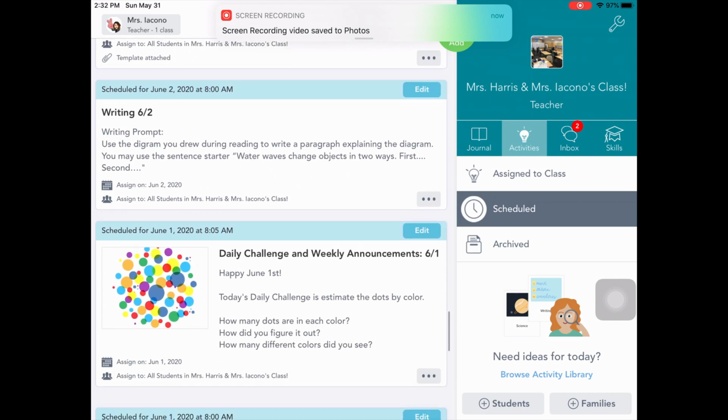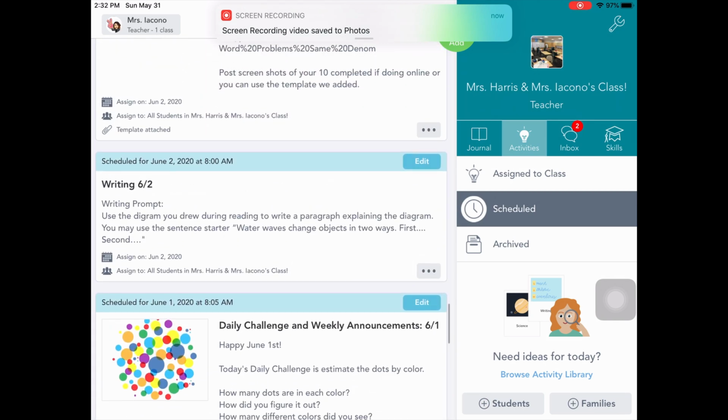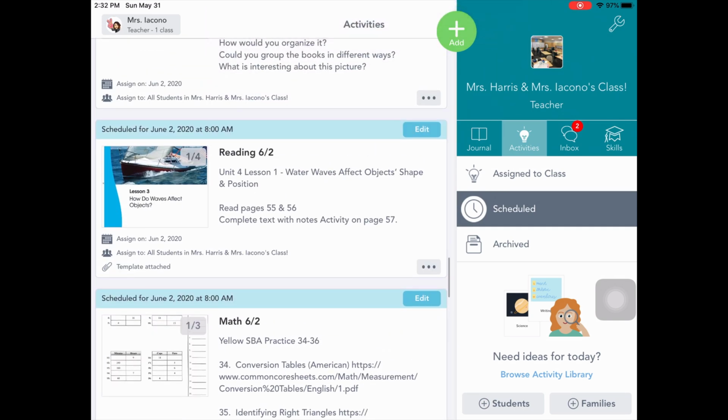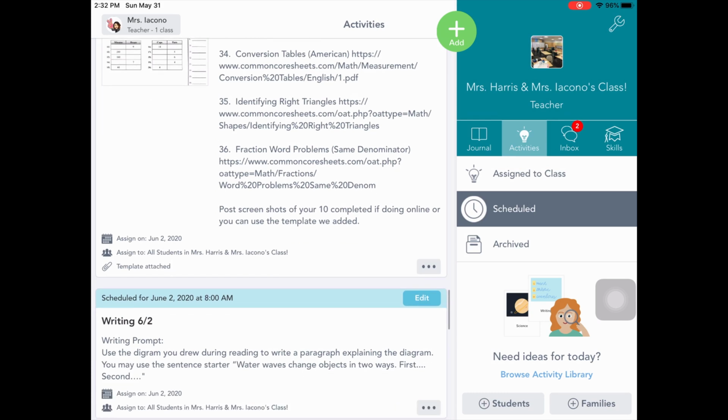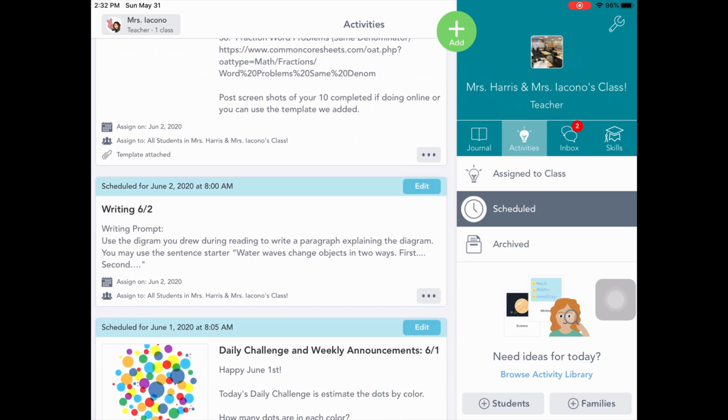So we just went over the reading activity. So you're going to do that activity on page 57. And then you're going to use the activity on page 57 to write about your diagram. Use the diagram you drew during reading to write a paragraph explaining the diagram. You may use a sentence starter. Water waves change objects in two ways, first and second.